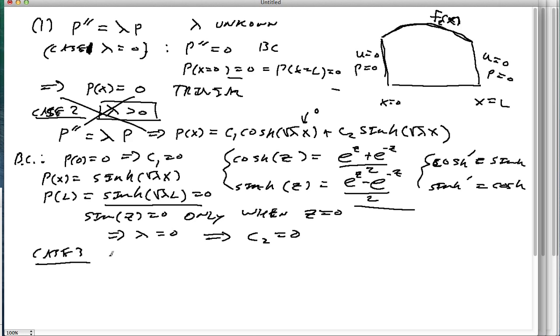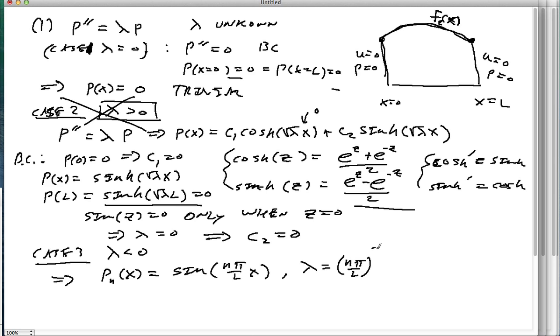And this is the familiar case that we've seen before. Lambda is less than 0. And then we get solutions of the form Pn of x is equal to sine n pi over L x. Okay, and remember we don't consider the cosine ones because we know at this point that we have the condition that it's 0 on both boundaries. So we're only considering the sine ones. We already know what the constants are. So lambda is equal to n pi over L squared.